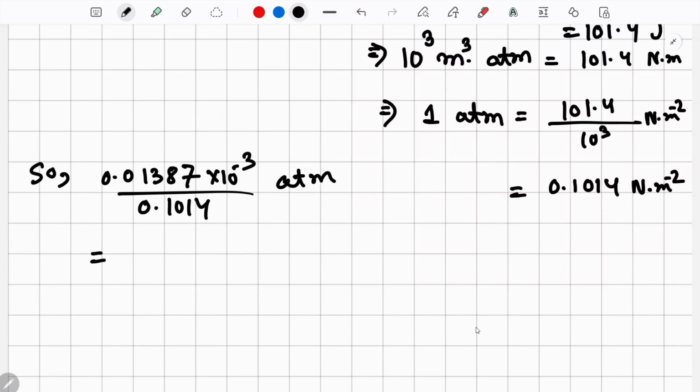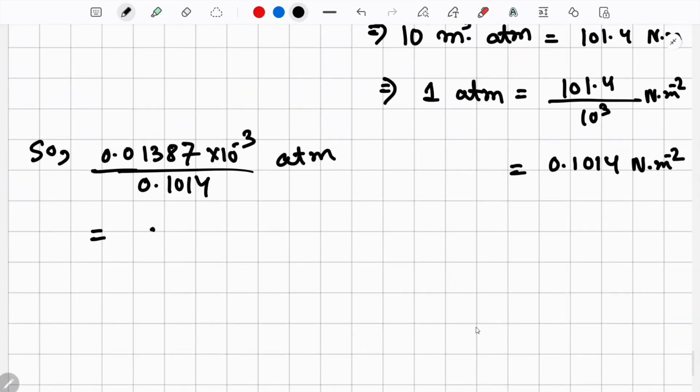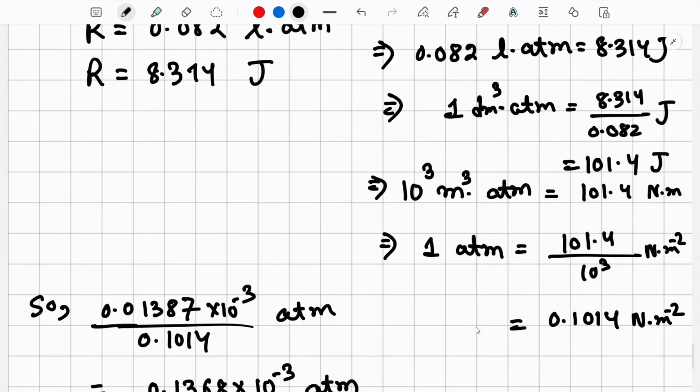So what will be the answer? 0.1368 into 10 to the power minus 3. No, no, anything is wrong. How can it be so small? Anything is wrong.